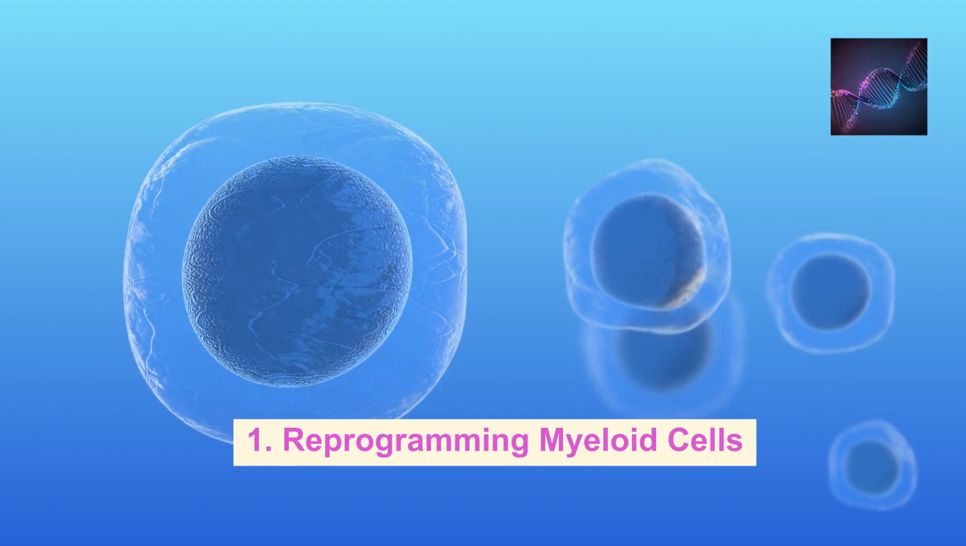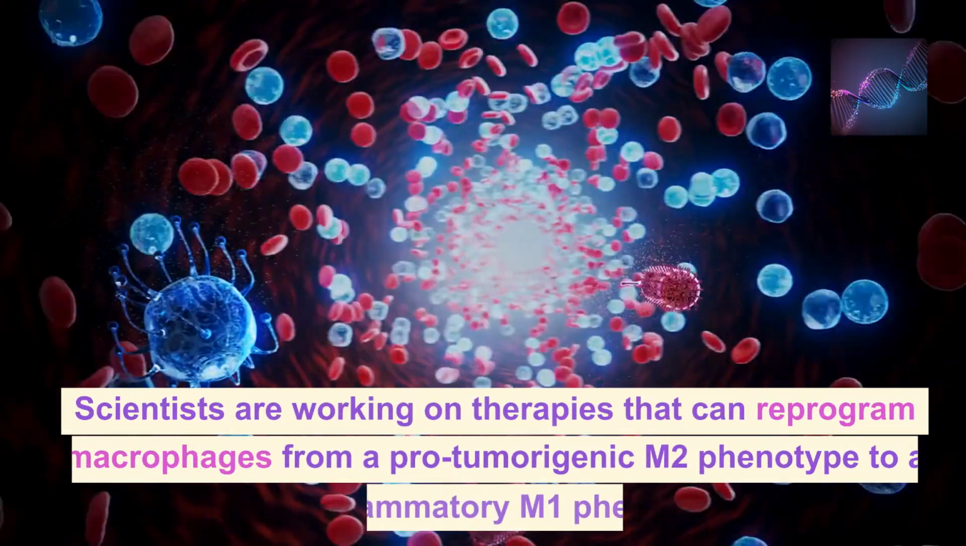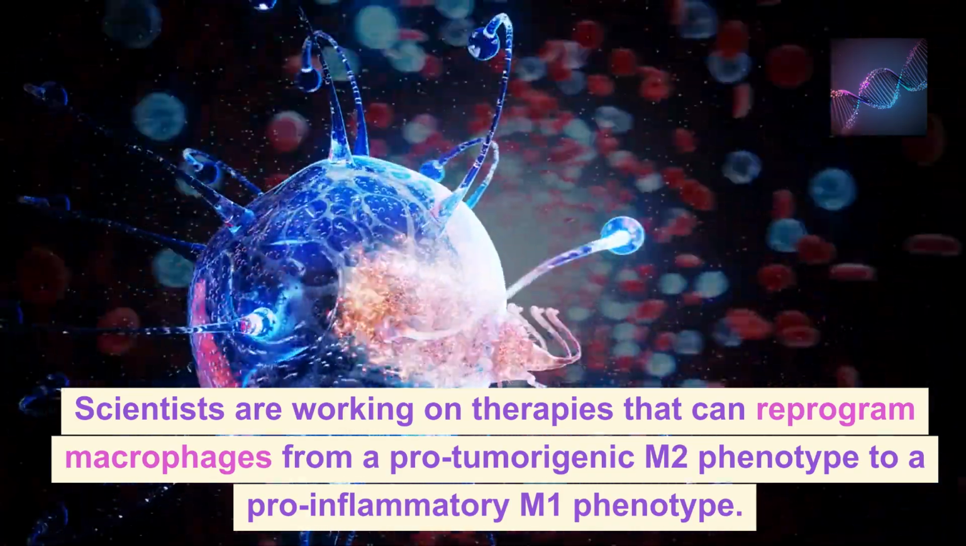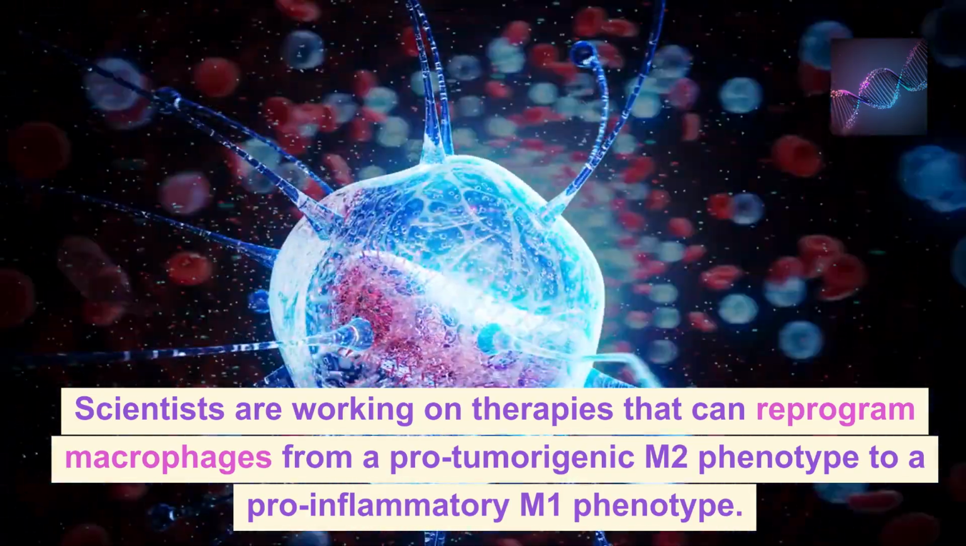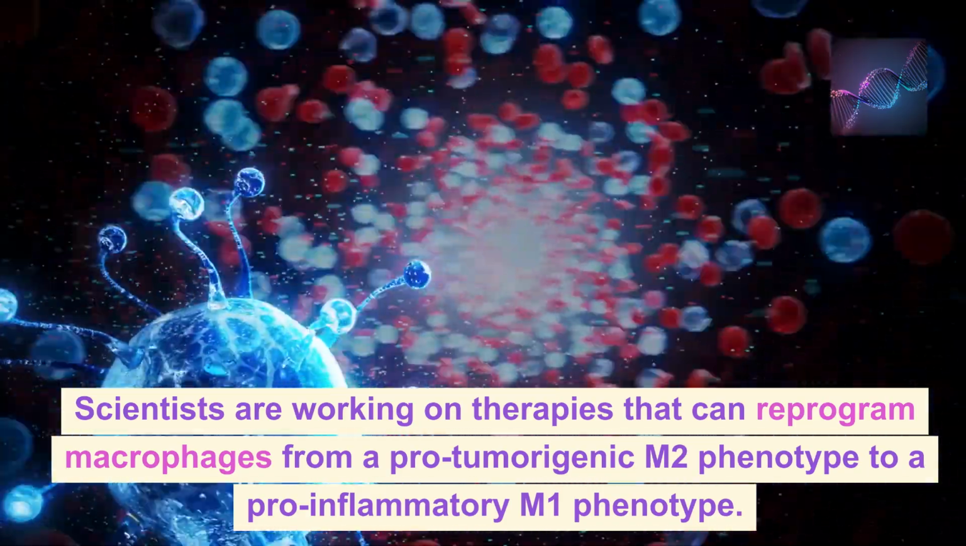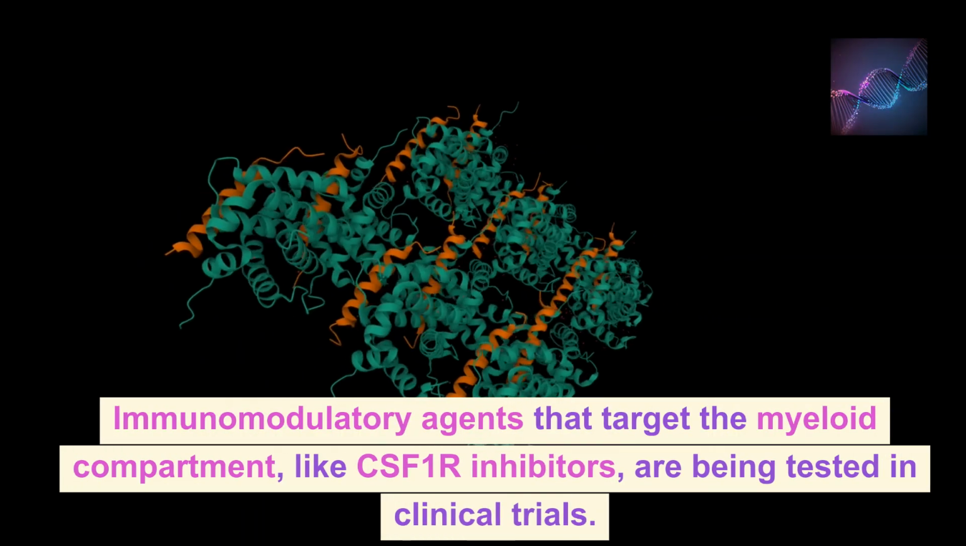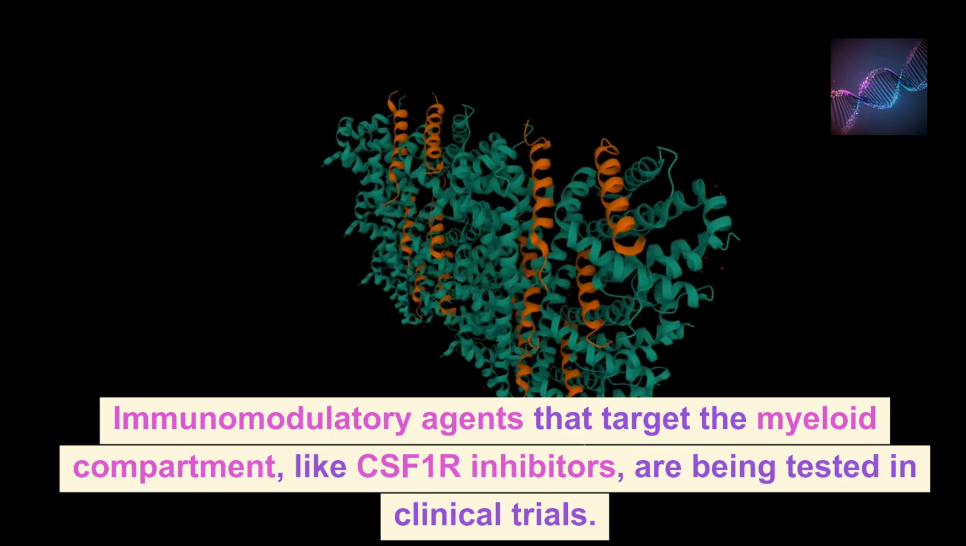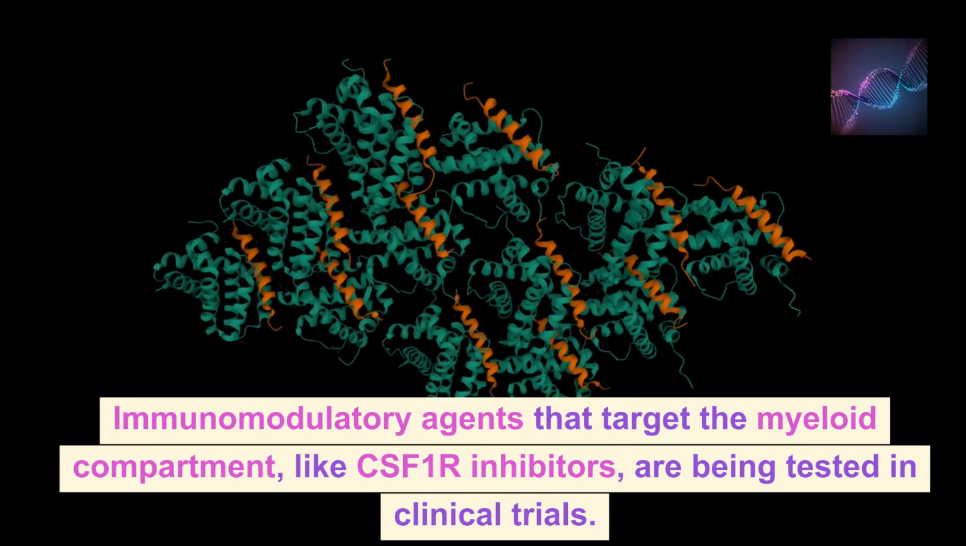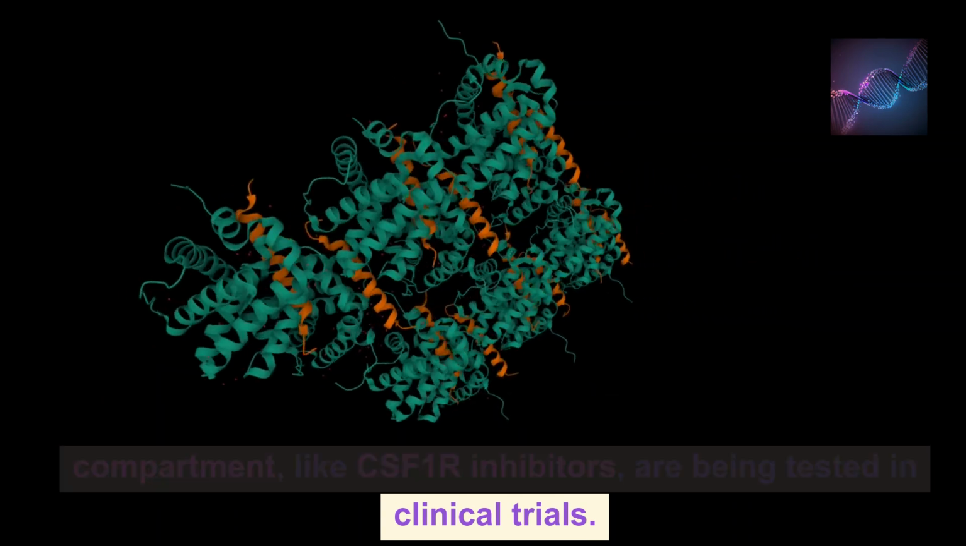1. Reprogramming myeloid cells. Scientists are working on therapies that can reprogram macrophages from a pro-tumorigenic M2 phenotype to a pro-inflammatory M1 phenotype. Immunomodulatory agents that target the myeloid compartment, like CSF1R inhibitors, are being tested in clinical trials.